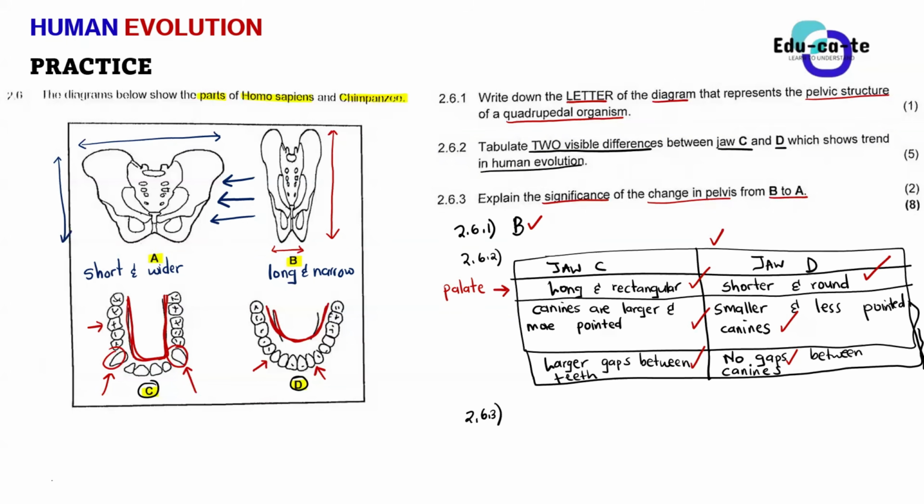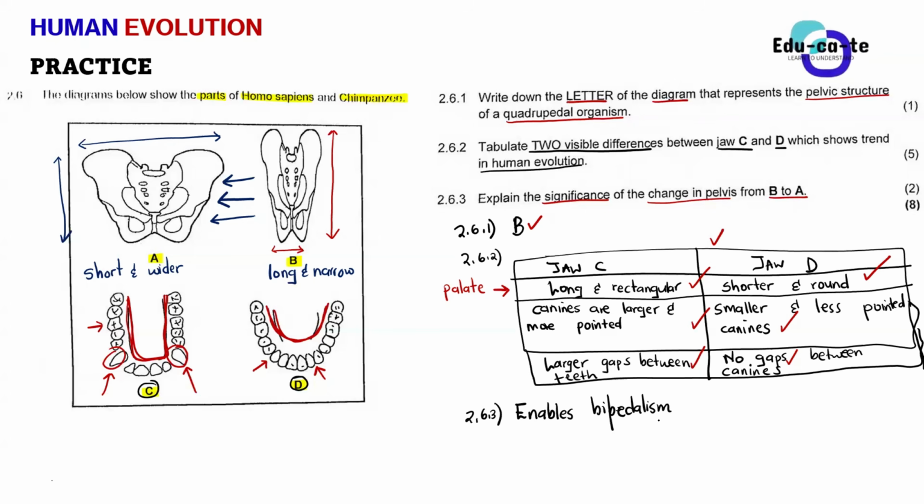Now you won't have to mention the significances of bipedalism because the question was not really based on the importance of bipedalism. The question was based on the importance of changing from a long and narrow structure to a short and wider structure. Does that make sense? Yes, sir. So changing from long and narrow to short and wider, it enables bipedalism. So it allows the organism to be bipedal.